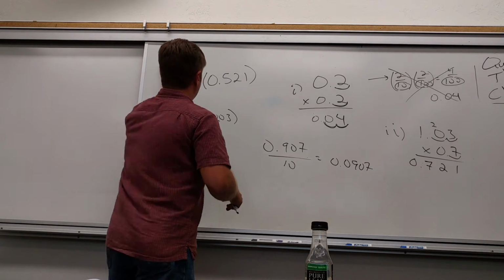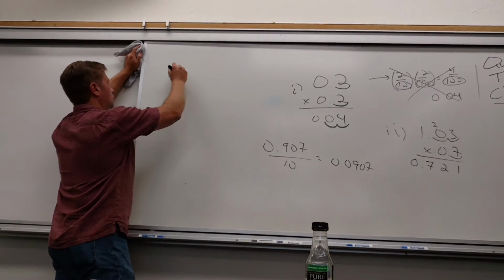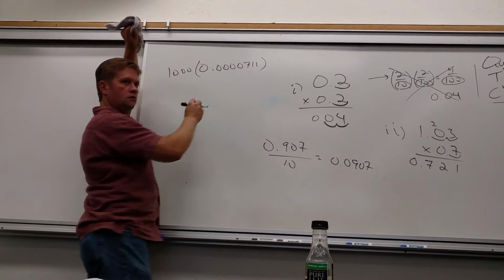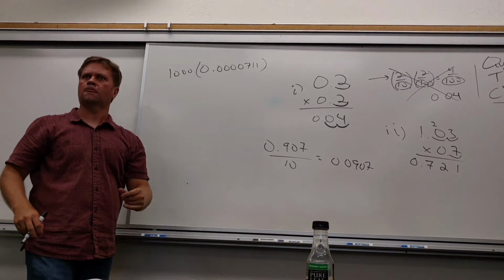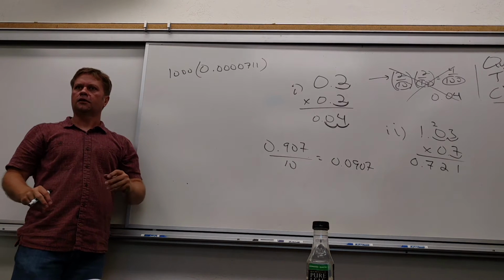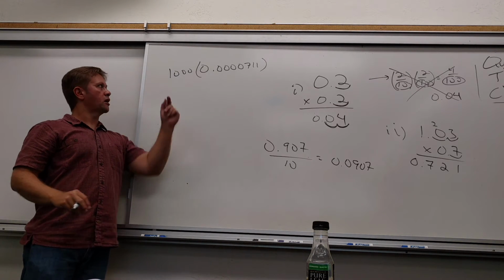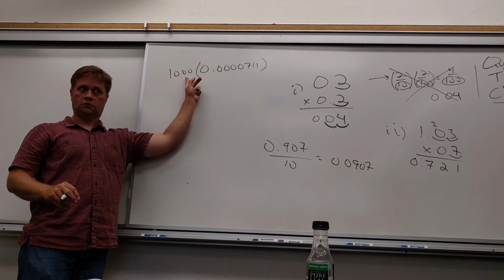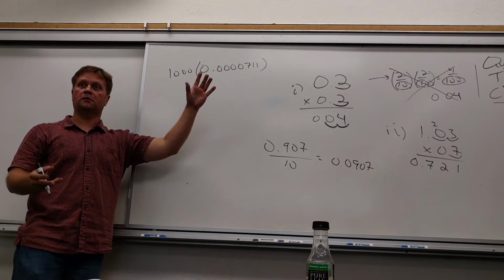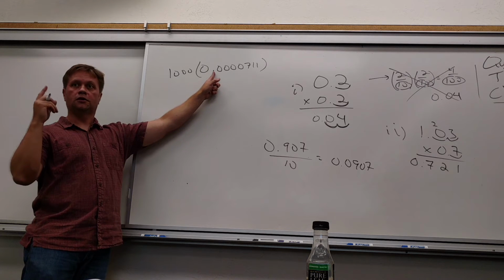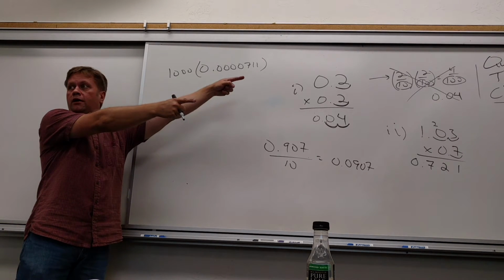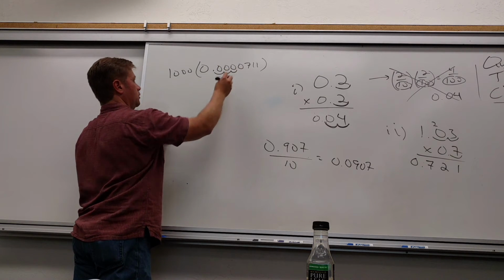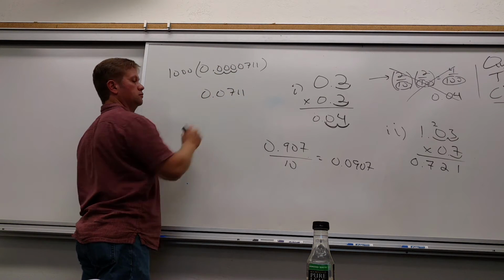So if I did 1,000 times 0.000711. Come on now. It's going to make it bigger or smaller when I multiply by 1,000? Bigger. When I multiply by 1,000, it should make it bigger. So the decimal is going to go 3 that way. Should make it a bigger number, right? 1, 2, 3. So now it'll be 0.0711.